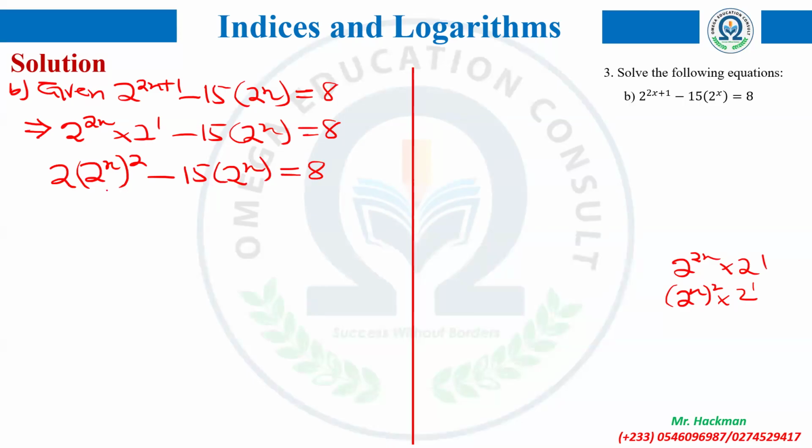Now you can see that all your terms have 2^x there: 2^x to the power 1, and 2^x all squared to the power 2. So it is a quadratic in 2^x. So what do you do again? You go for your substitution. So you let y be equal to 2^x.